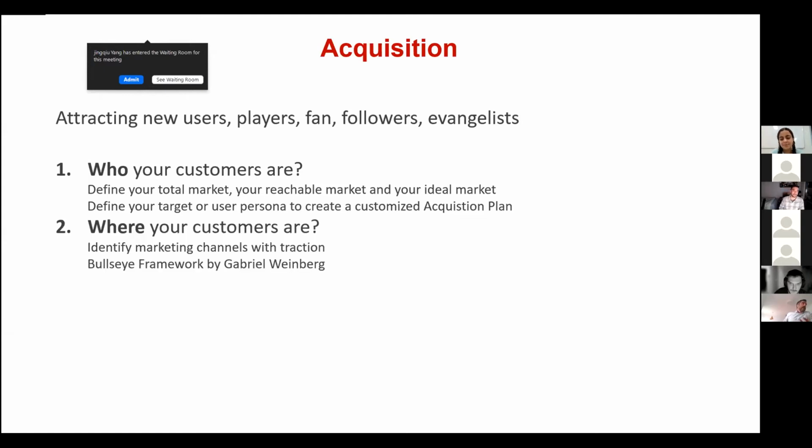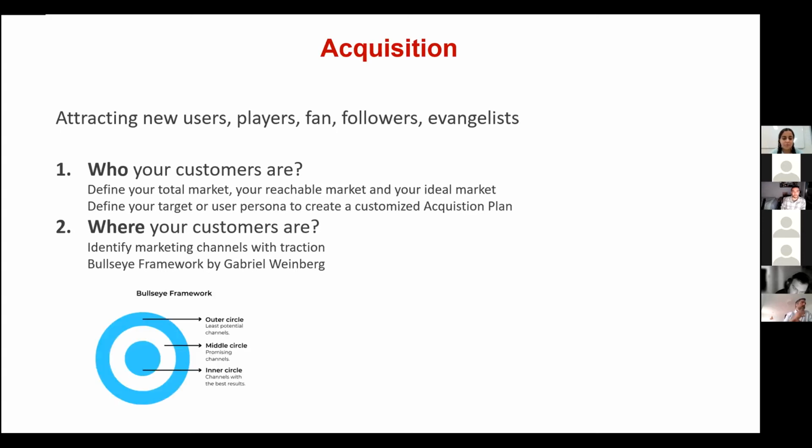So that's the same thing, or where are these customers? We need to identify not just where, but how we are going to approach them. For this, there's the Bull's Eye Framework by Gabriel Weinberg, and it gives you an idea of which ones I need to focus on. The outer circle are the people that are probably not my potential people. For example, for a mobile game, a guy that reads the newspaper every Sunday morning is probably not the best way to get a new player.